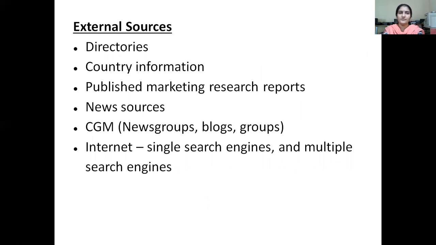External sources include various directories from where we can collect secondary data, country information, and government or other institutions' reports. We can use those reports for our secondary data collection, or any published marketing research reports by companies, news sources, newspapers, news groups, blogs, and the internet, with a single search engine and multiple search engines. Through all these external sources, I can collect the secondary data required according to my designed research objectives.